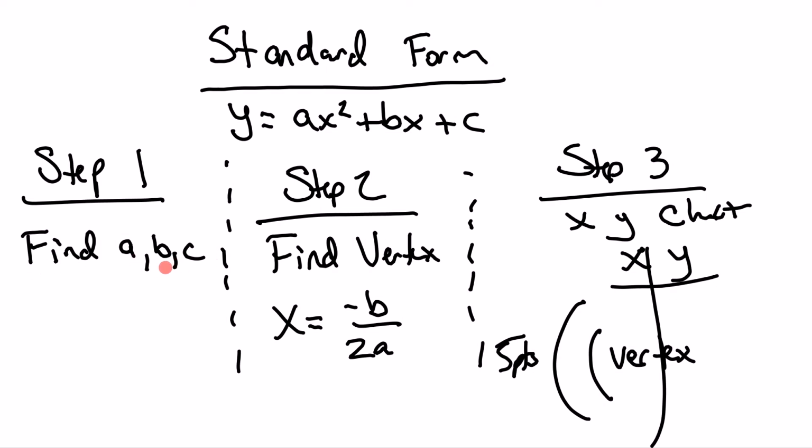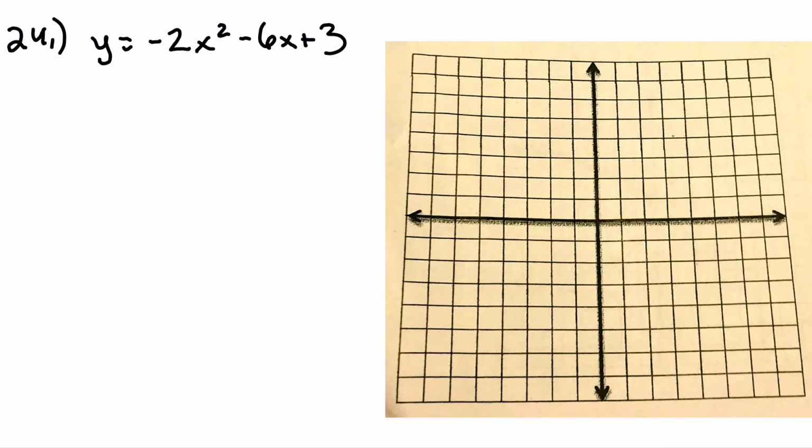Step 1 says find A, B, and C. Really easy. Step 2, find the vertex. You just take the A and B from step 1 and plug them in. Step 3, you put that vertex in the middle. That's the only difference, is that now our XY chart has different numbers. It might have different numbers for every problem. You need 5 points total, and you plug them in, you make your XY chart.